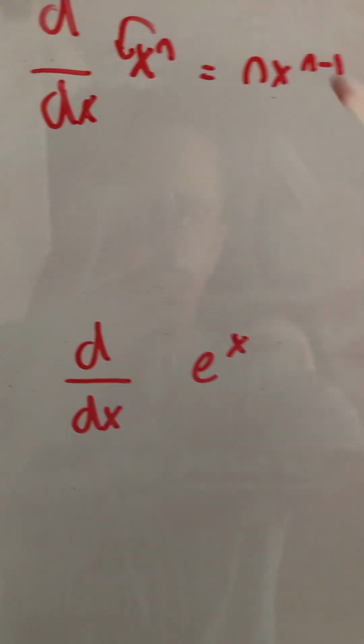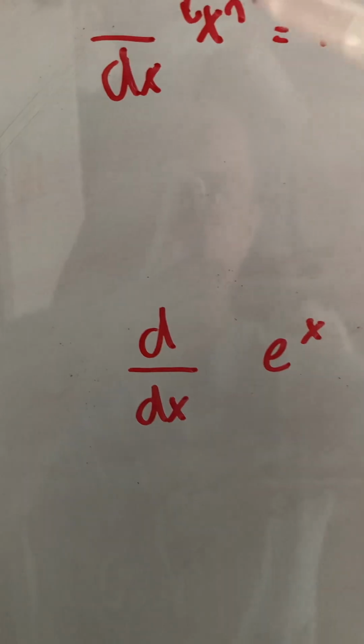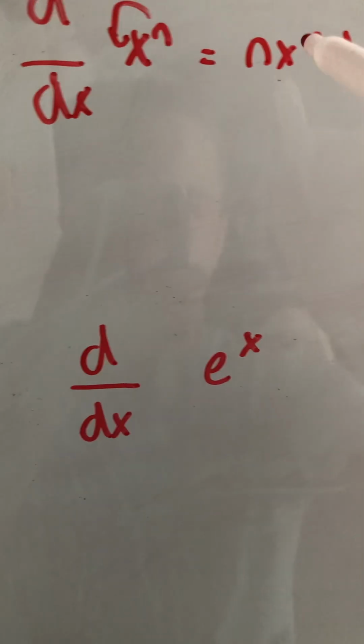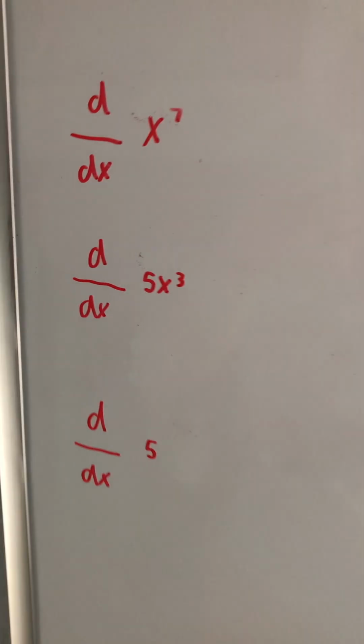Because what I'm going to do is, let's say I have x squared, right? You move the 2 in front of the x, and then for the power, it's going to be 2 minus 1. So that's how you use it. I'm going to give you a couple of examples here of how to apply it real quick.